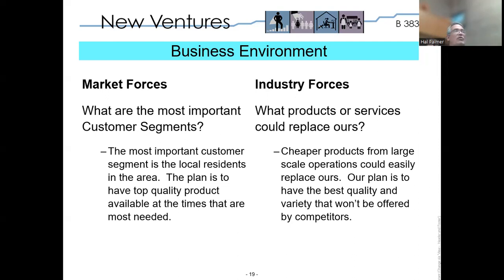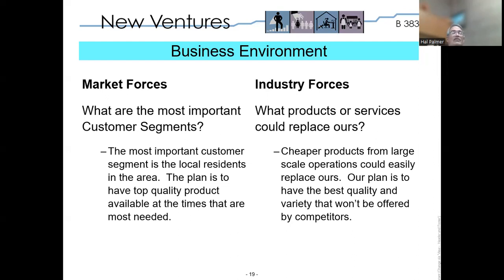You can ask a whole bunch of different questions, and this is one question. What are the most important customer segments? Well, the most important customer segment is the local residents in the area. So the plan for that is to have top quality product available at all times, so customers can get what they want when they want.